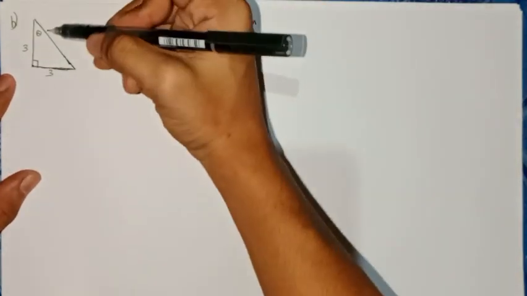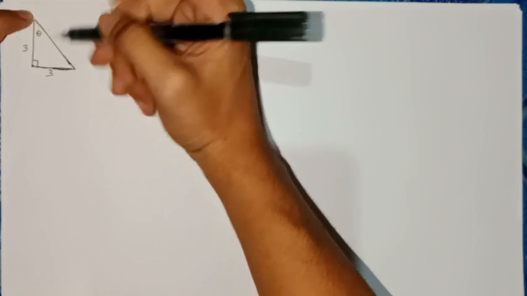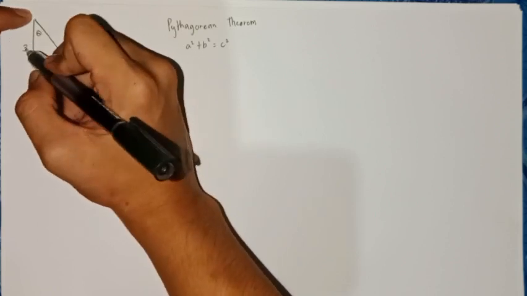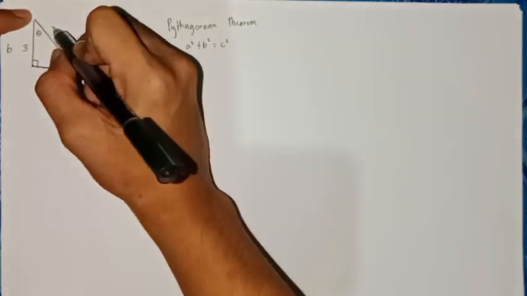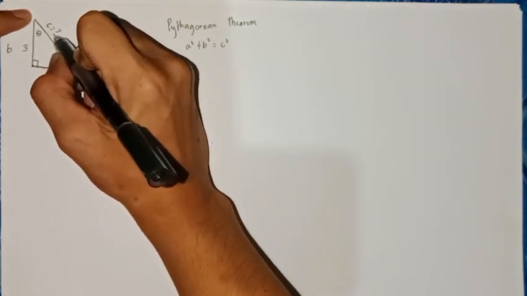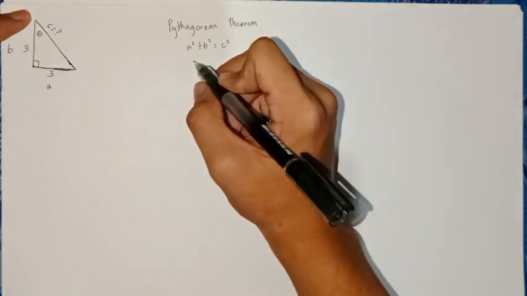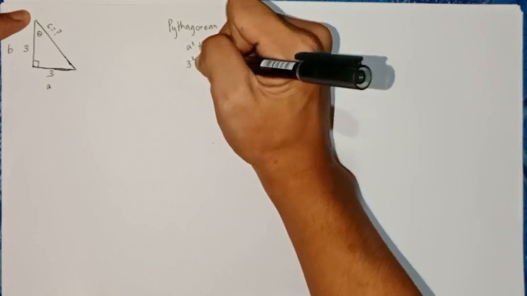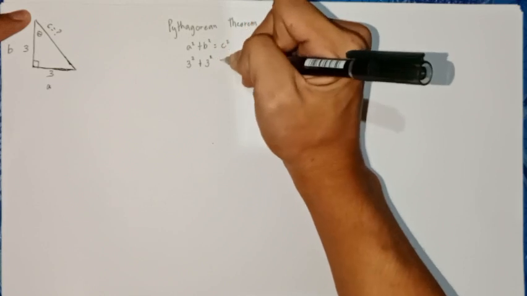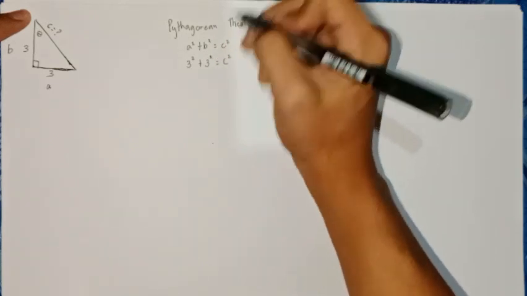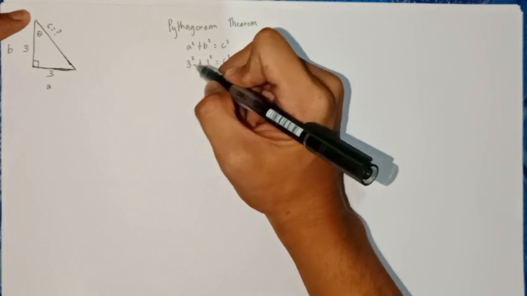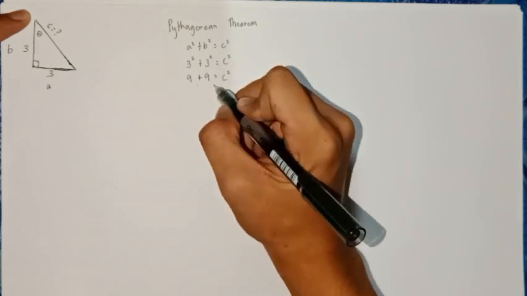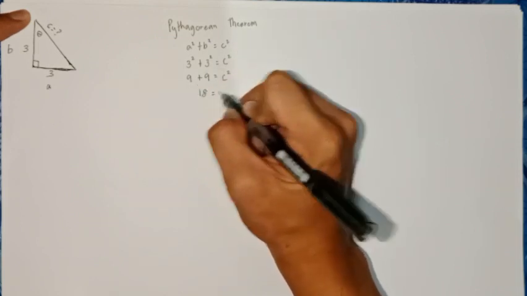Now let's go back to our figure. This is our angle of reference. So our opposite side is 3, which is our A. And our adjacent side is our B. And this is our hypotenuse, C, the missing length. Now, let's substitute those values in our formula. So A is 3 squared plus B is 3 squared is equal to C squared. Law of exponent, 3 times 3 is equal to 9, plus 9 equals C squared. 9 plus 9 is equal to 18, is equal to C squared.